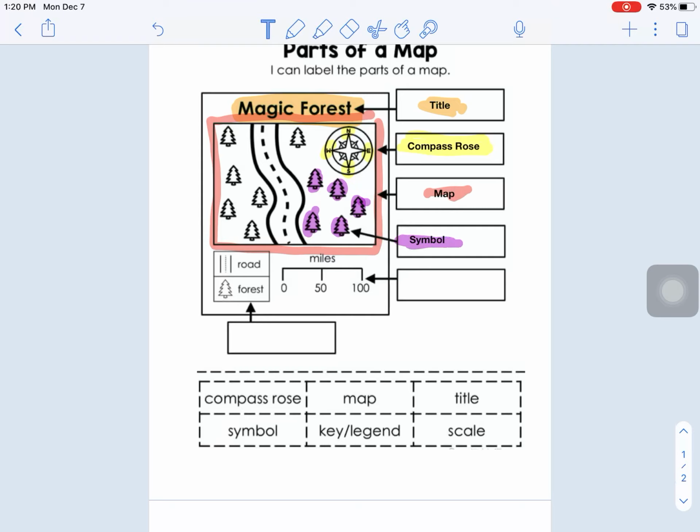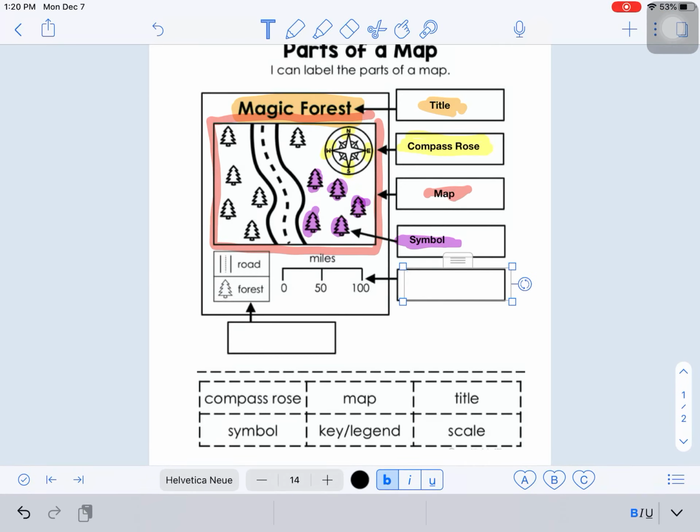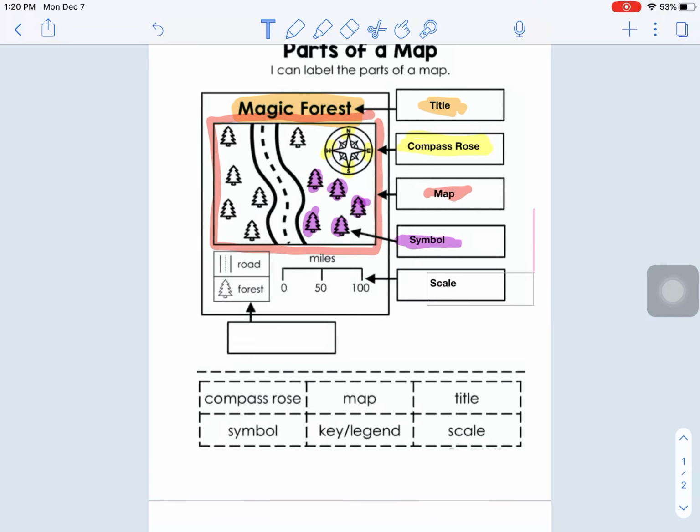Our next one down here, do you remember what this is called? It's telling us how large an area actually is in miles. This is our scale. I'll color that in as well.